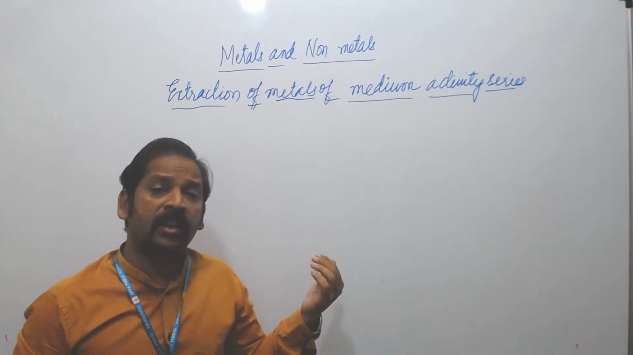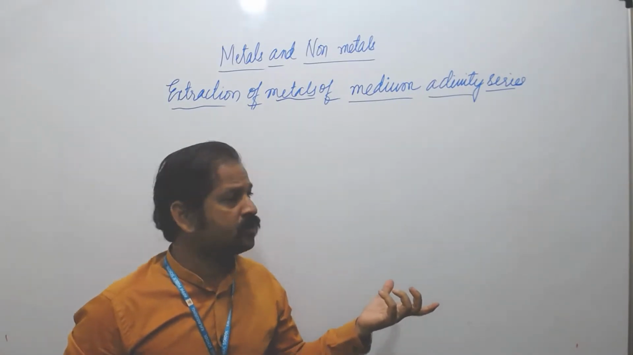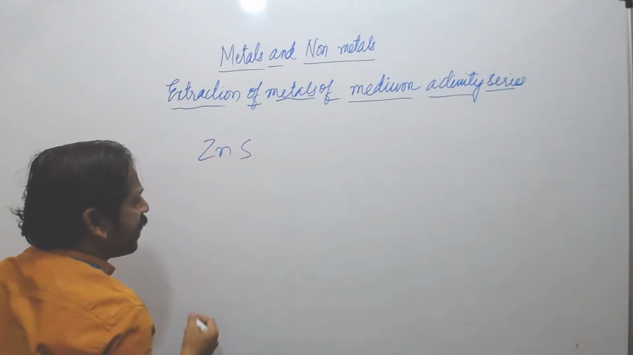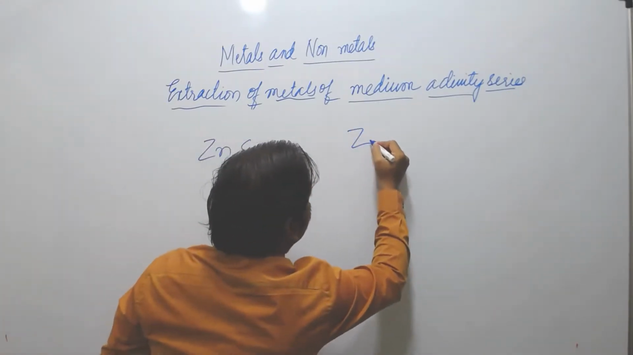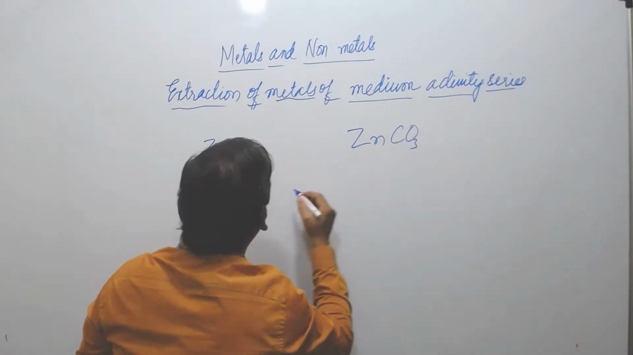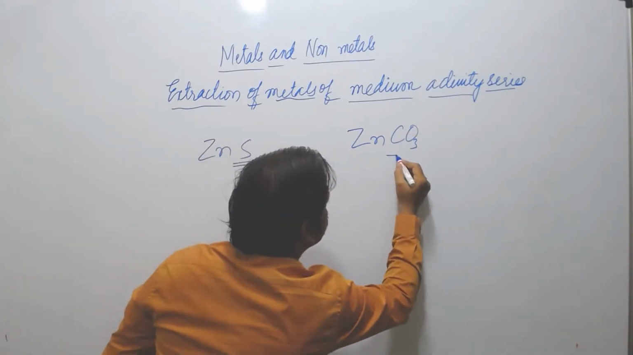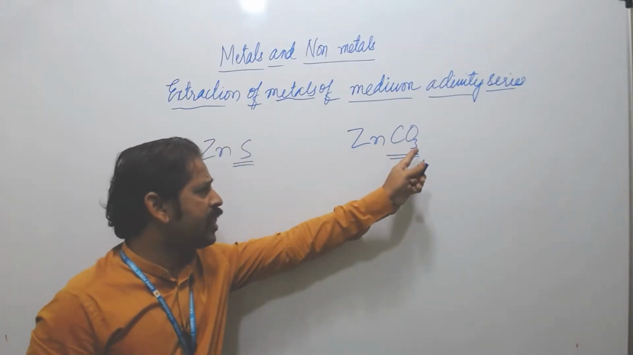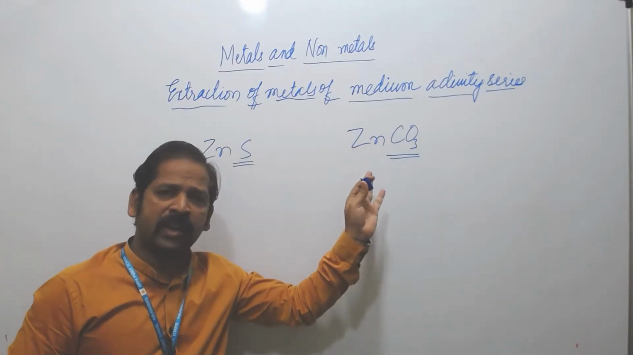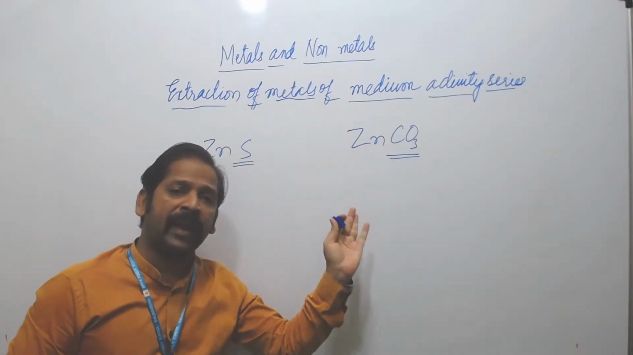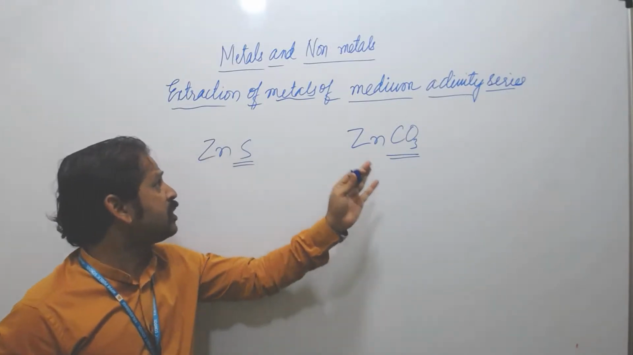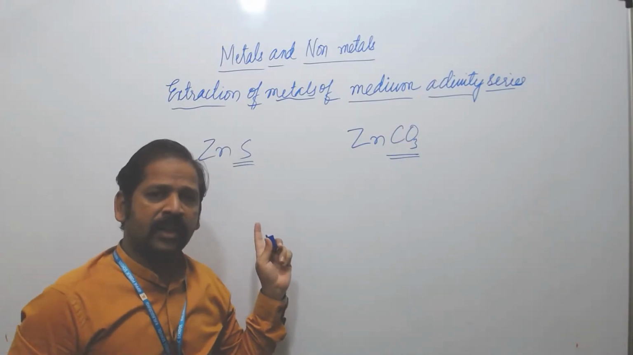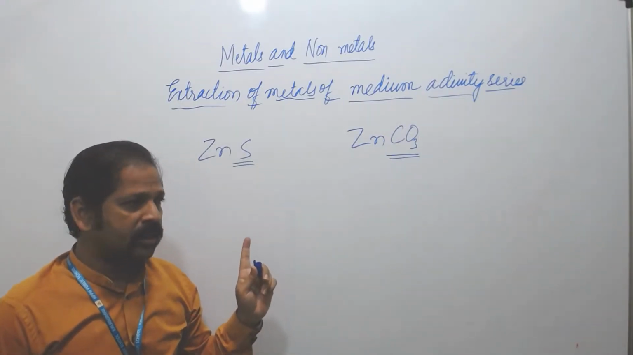Aluminium is used as a reducing material here, especially for zinc sulfide or zinc carbonate. Here the sulfide ore is there, here the carbonate ore is there, because zinc is a medium reactive element. Iron and manganese are also there. These all are elements which come under this medium activity series: zinc, manganese, as well as iron.